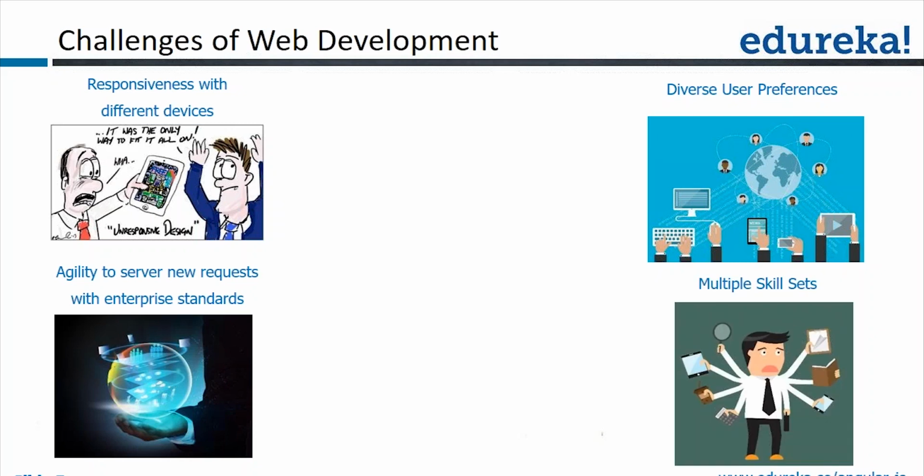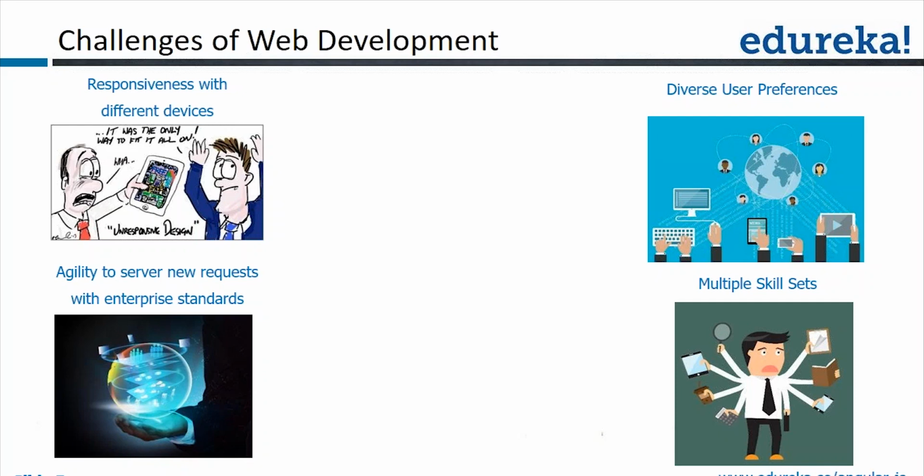The last one is multiple skill sets. When we want to build an application, we need one guy to build all the scripting, HTML, CSS, and another guy for the server, database, everything. We have to get people with multiple skill sets. If I want to build one basic application, I have to look for one designer, a visualization and client-side programmer, a server-side programmer, and a DB guy. So these are all the major problems in web development.